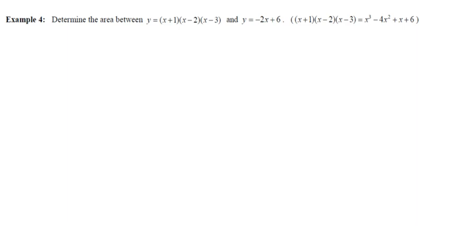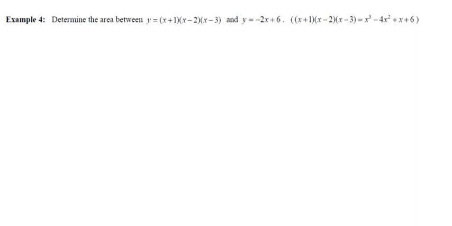Determine the area between y equals (x + 1)(x - 2)(x - 3) and y equals negative 2x plus 6. And we're going to be nice and give you that (x + 1)(x - 2)(x - 3) is x cubed minus 4x squared plus x plus 6, to save you those 23 seconds that it would have taken to multiply it out.